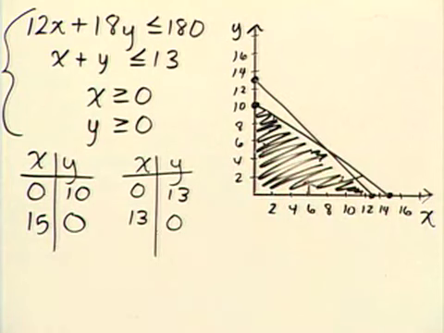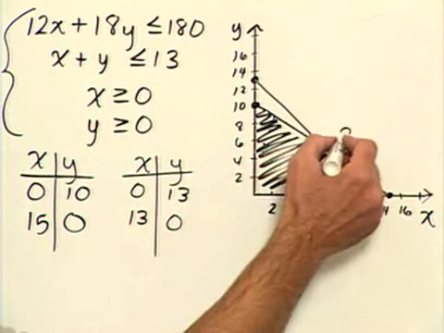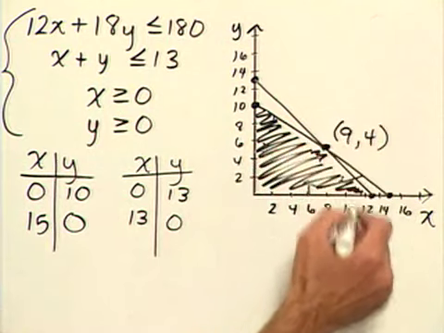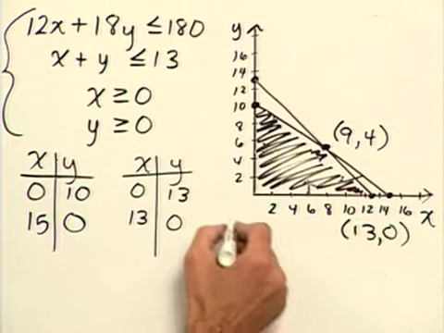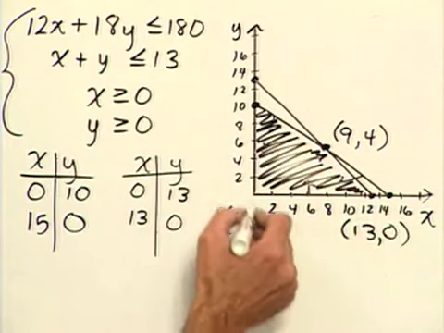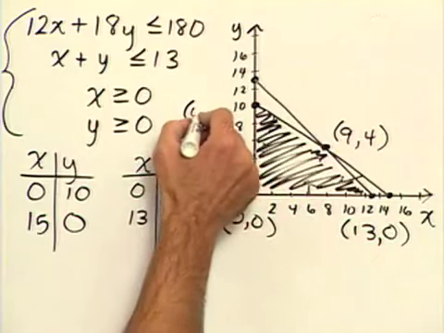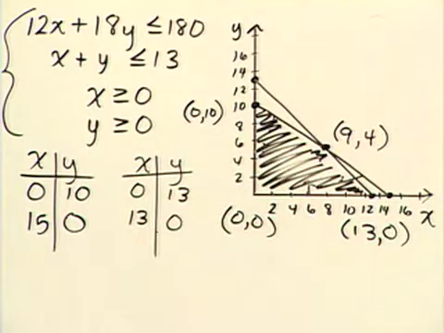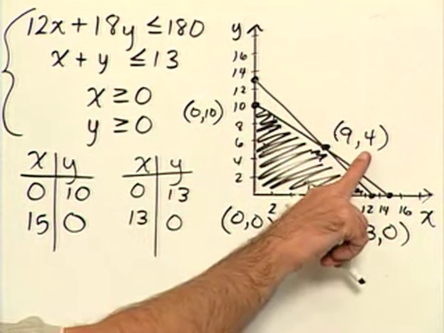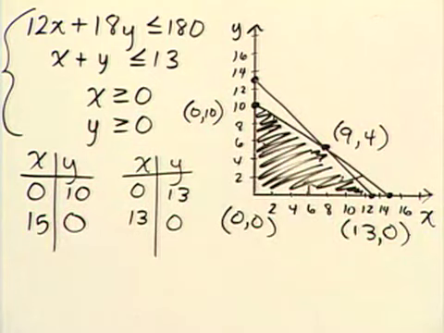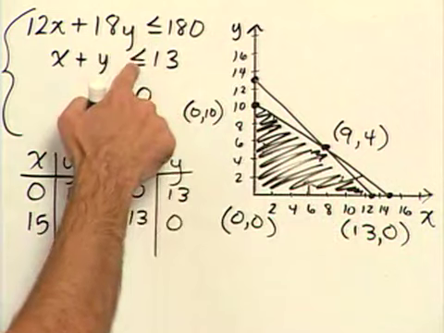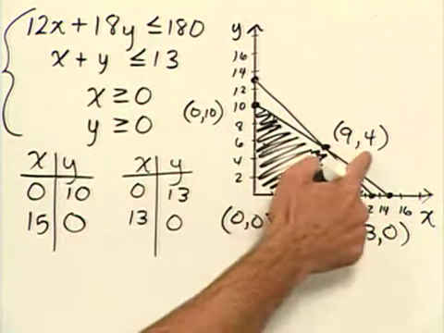We are also supposed to label our corner points here. So our corner points are going to be 9, 4, and 13, 0, 0, 0, and 0, 10. Those are the corner points. The only one that's hard to find is this 9, 4. And the way we find 9, 4 is to solve the system that is created by these first 2 linear inequalities. If we change the inequalities to equal signs and solve that system, we will get 9, 4.